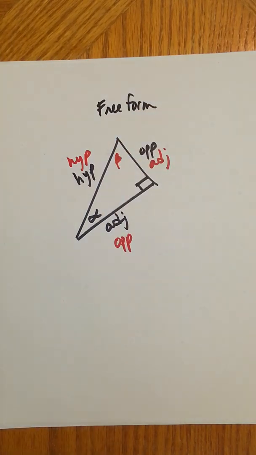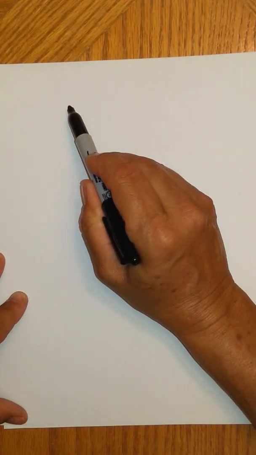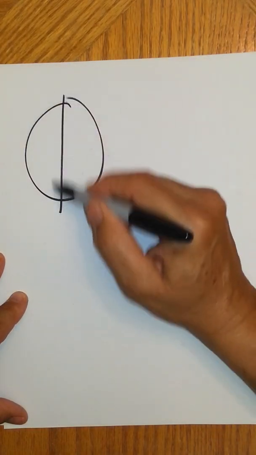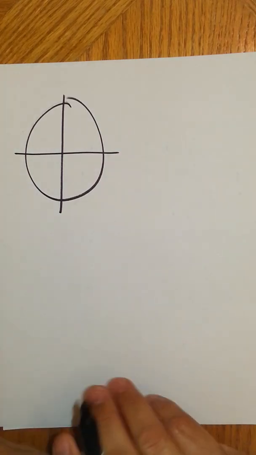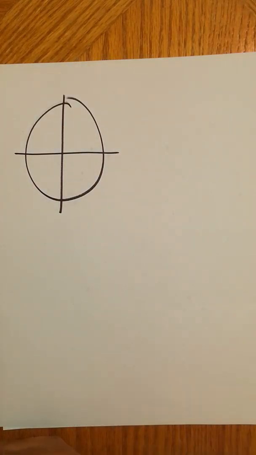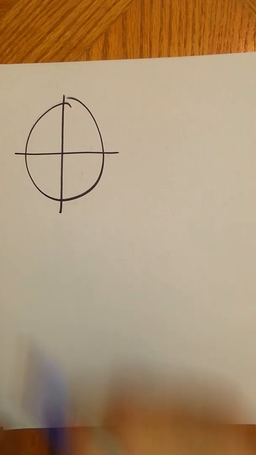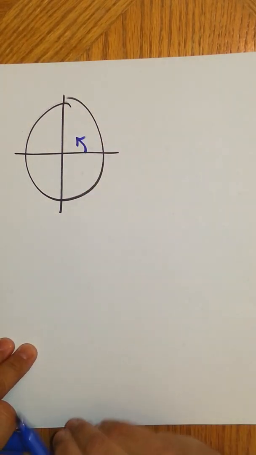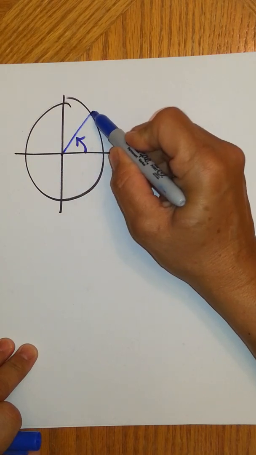Okay? But once we standardize the right triangle by dropping, for any particular angle, a perpendicular to the x-axis, now we've standardized things. So what do I mean by that? Well, let's take a look at what happens in each quadrant. Let's suppose I go out a certain rotation in the first quadrant. So there's my angle right there.